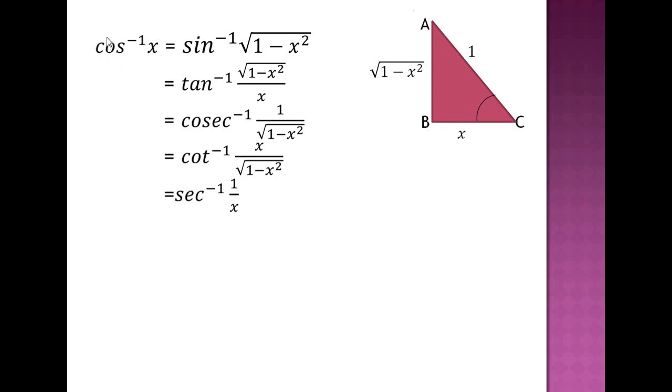Now if you want to convert cos inverse of x into sine inverse, it is nothing but opposite side upon hypotenuse. So under root 1 minus x square by 1 is under root 1 minus x square. Now if you want to convert cos inverse of x into tan inverse, look at the definition: it is the opposite side upon the adjacent side. So cos inverse of x can be written as tan inverse of under root 1 minus x square by x. Similarly, you can write the other inverse trigonometric ratios. Our basic point is how we are converting one inverse trigonometric function into another by the triangle method.